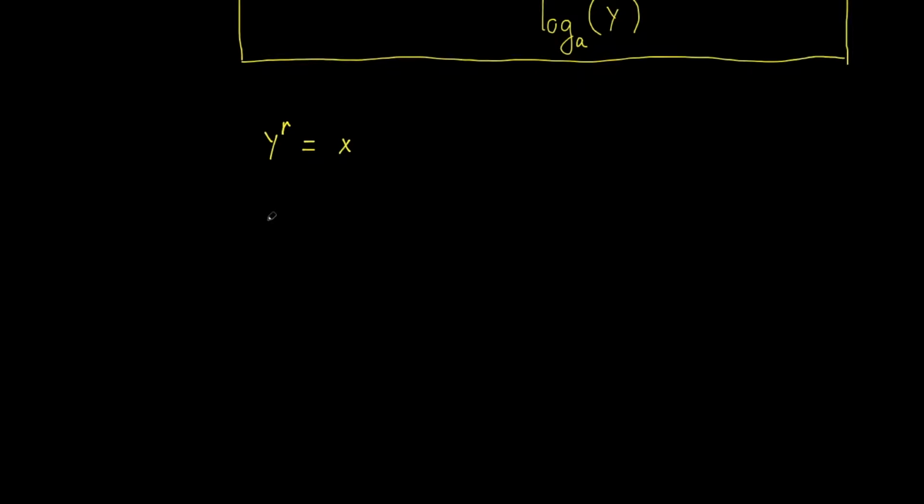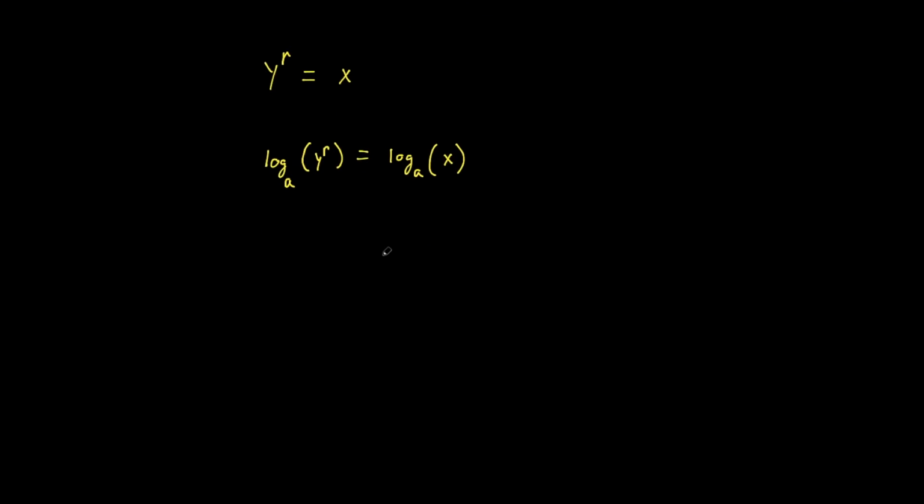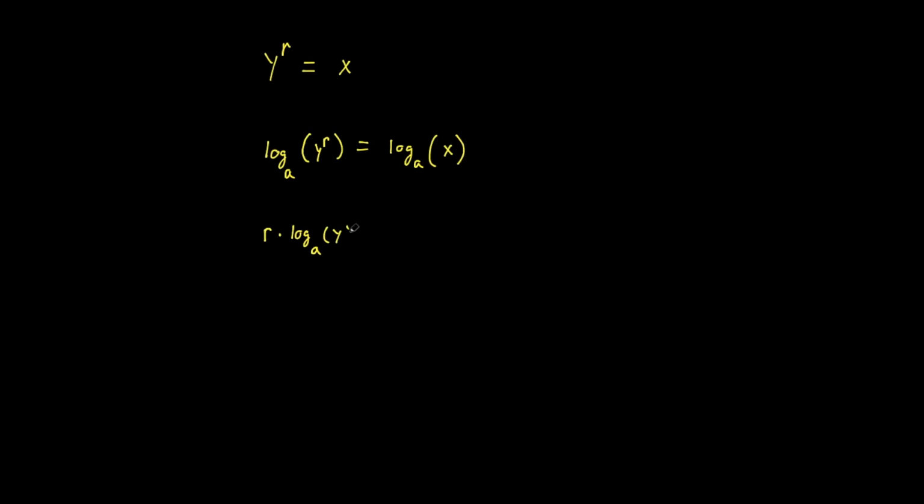We're going to start off by taking the logarithm with a base of a, which again is just another number or variable. I'm just choosing letters that look very different for clarity purposes. Log base a of both sides, so we have y to the r, and that's going to equal log base a of x. Now, using the logarithm power rule, we can take this r down and say r times log base a of y is equal to log base a of x.